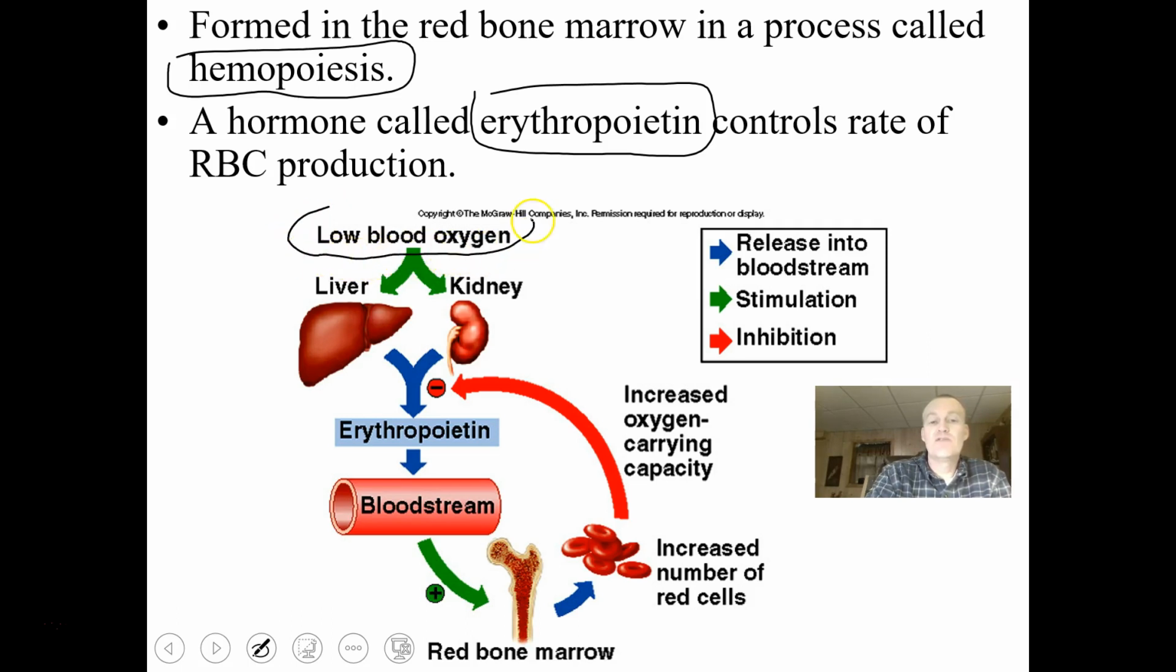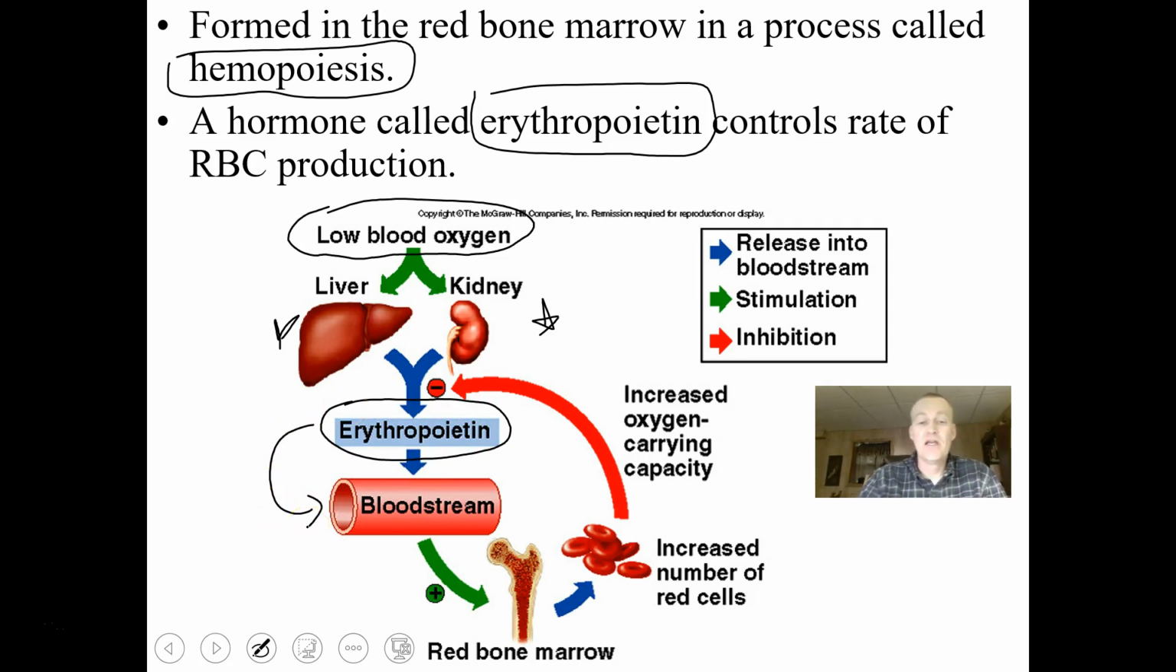So if you have inside of your body hypoxia or low blood oxygen, there are different organs in your body that can sense that. They have sensors there. So the liver and the kidney are two organs that can sense that low blood oxygen. When they sense low blood oxygen, they are going to produce a hormone called erythropoietin. That hormone will go into the bloodstream. It'll go everywhere in your body. The place, though, that can receive the signal for that is your red bone marrow.